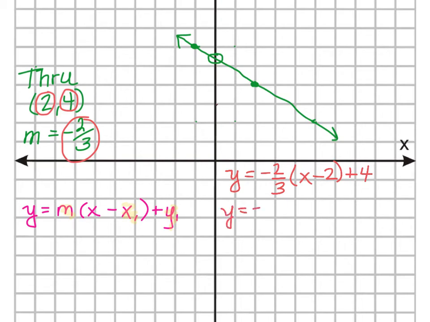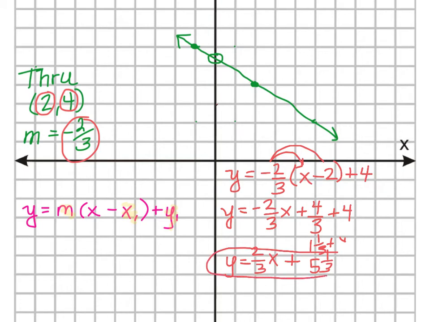Y equals negative 2/3. If I distribute, negative 2/3 x. Now that's negative 2/3 times negative 2 would be plus 4/3, plus 4. 4/3 is 1 1/3, so plus 4 should be 5 1/3. So my equation, y equals negative 2/3 x plus 5 1/3.